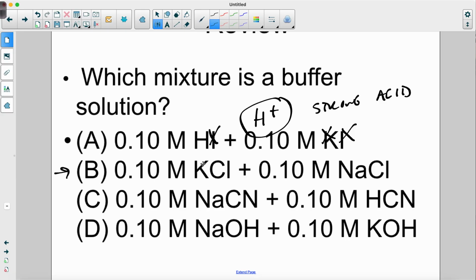We go to B. Cross out ions, cancel, cancel, cancel, cancel. That's going to be a pH of 7. That's not a buffer solution because those are all spectator ions. That's just going to be a neutral solution, basically salt water at 7.